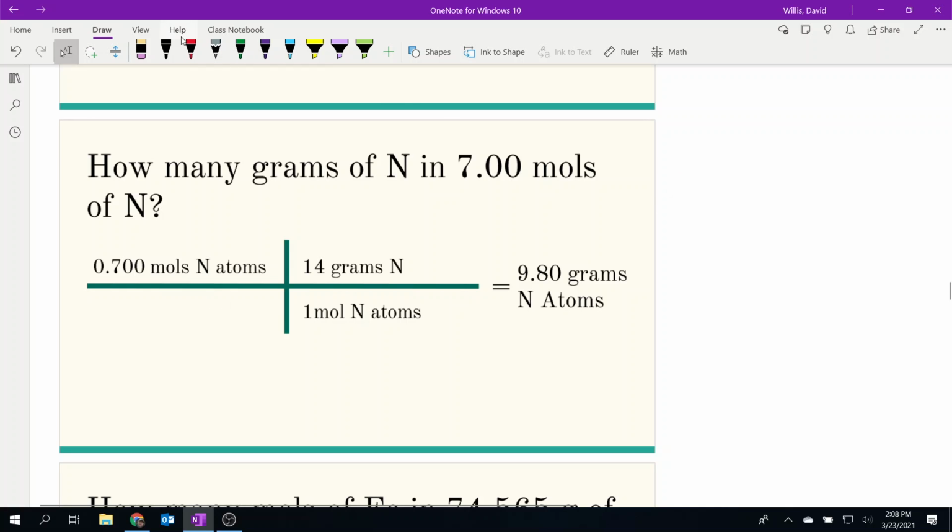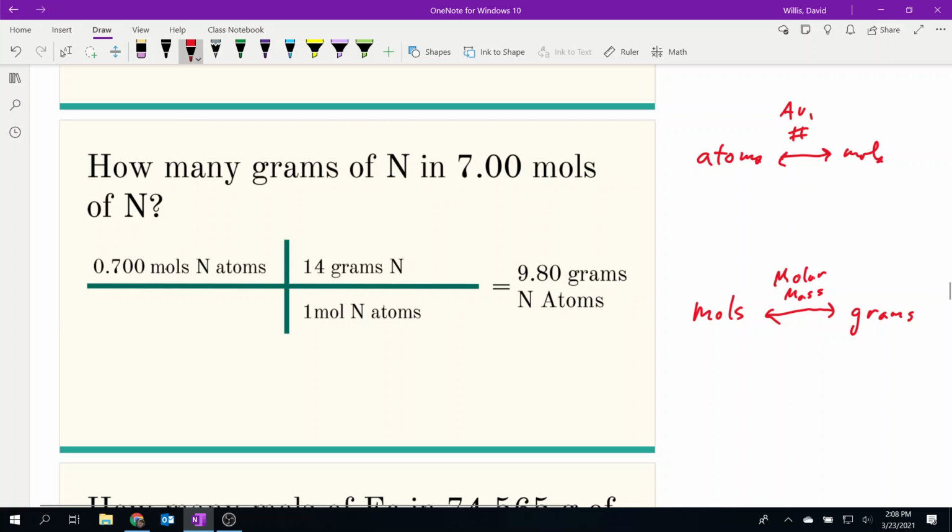I told you earlier that anytime you go between atoms and moles, you're going to be using Avogadro's number. Anytime that you go between moles and grams, no matter which way, you will be using the molar mass. You will either be multiplying or dividing by the molar mass to make that conversion.